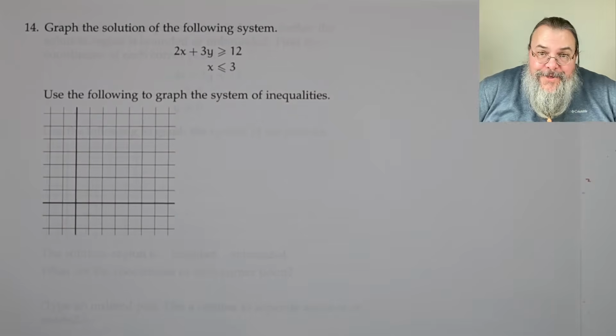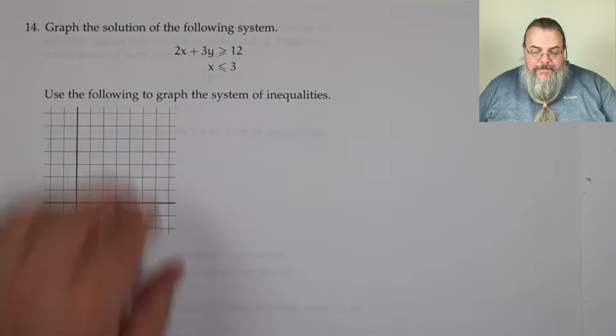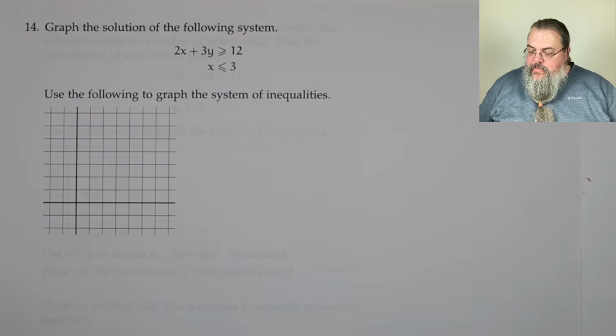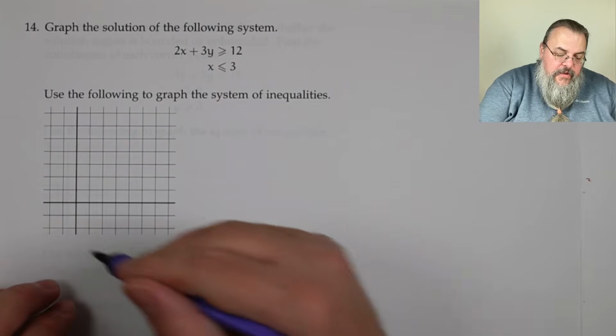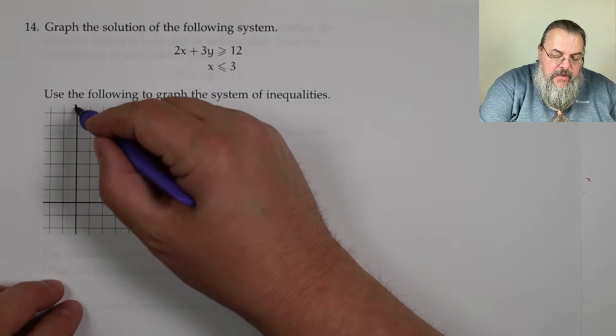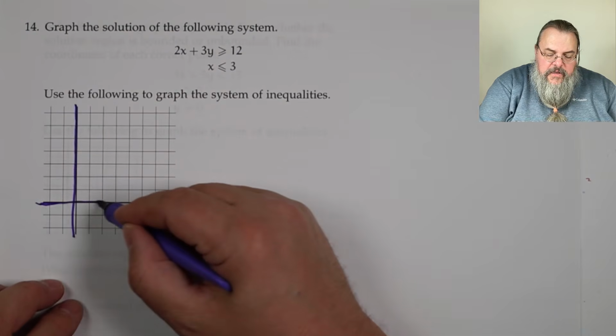Number 14. Graph the solution of the following system. 2x plus 3y greater than or equal to 12, x less than or equal to 3. And we say, okay, use the following. All right. So we'll mark some things here. We have our axes, and in case you can't see it, we have the y-axis here and the x-axis here.